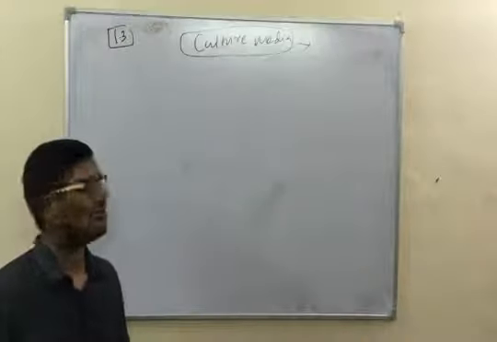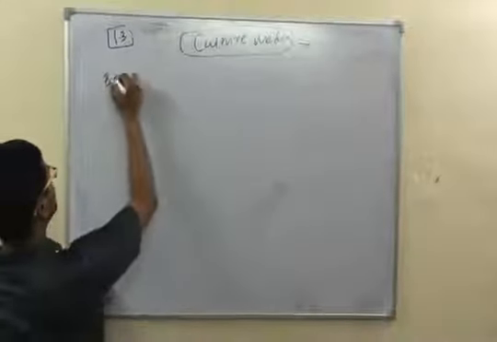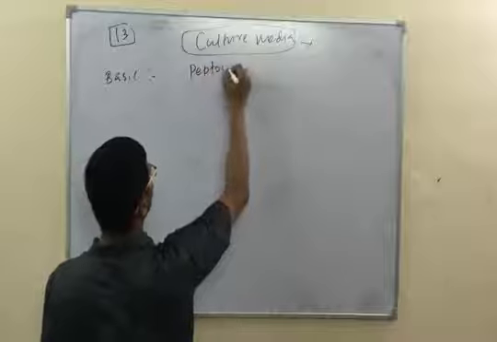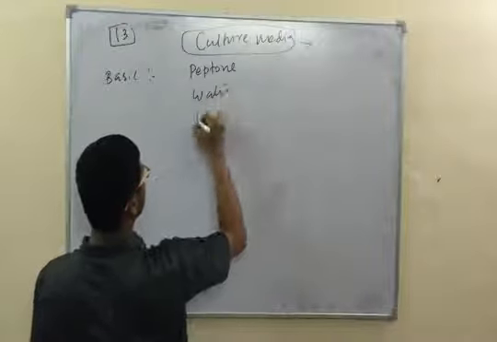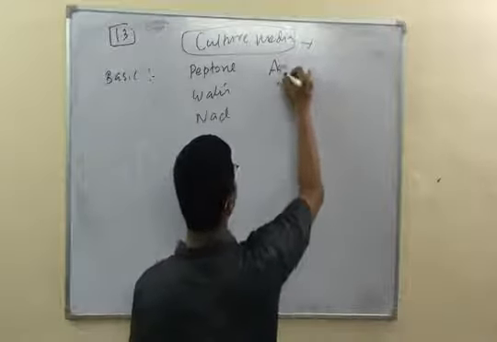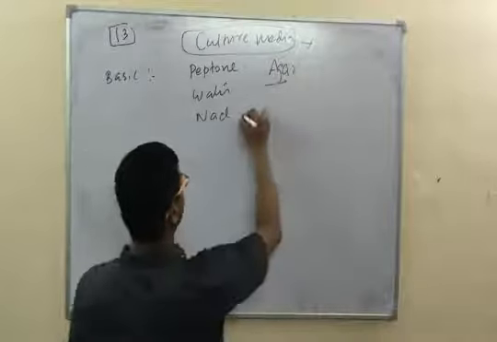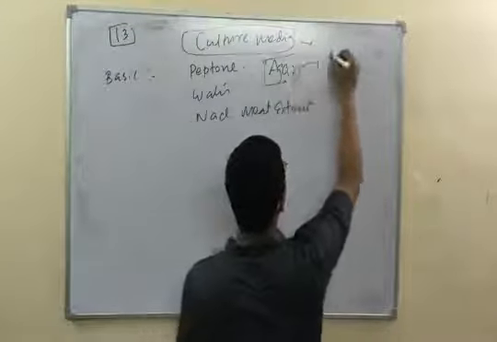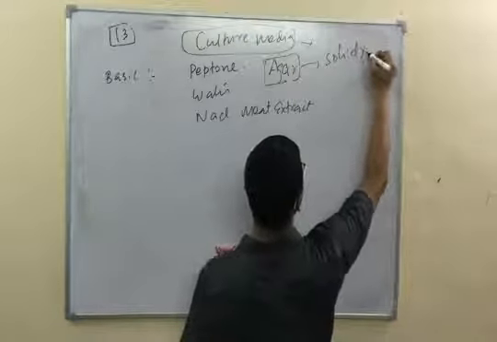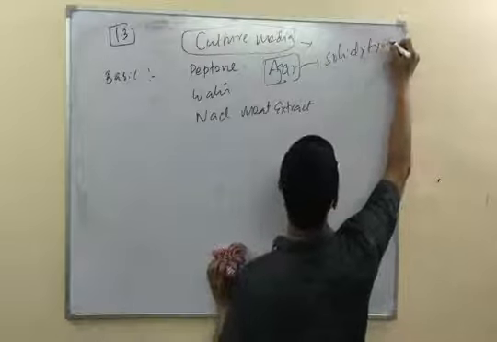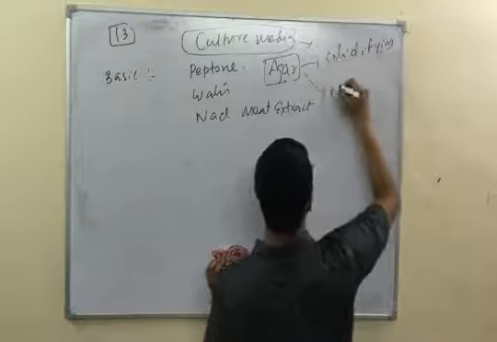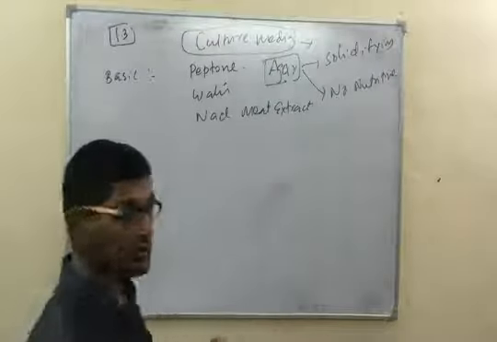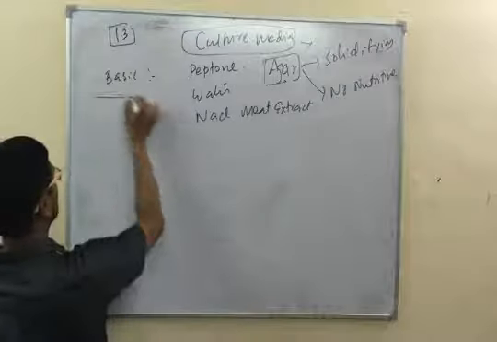So coming to the third chapter, culture media. What are the basic ingredients of a culture media? The basic ingredients of a culture media will be peptone, water, salt, and of course agar, and meat extract. Agar is used as a solidifying agent. And please remember, it doesn't have nutritive value. There is no nutritive value for agar. It doesn't provide nutrition to the medium. It is only used as a solidifying agent.